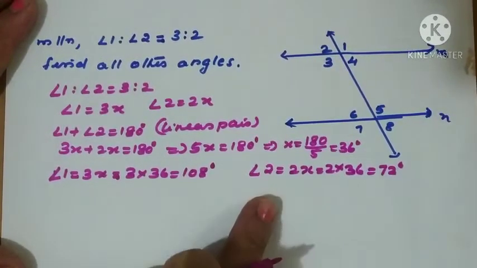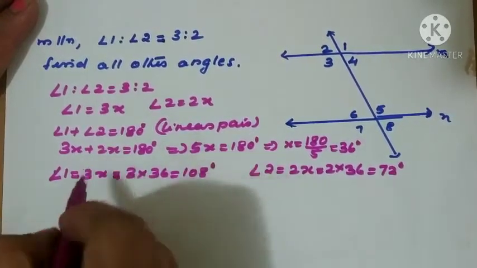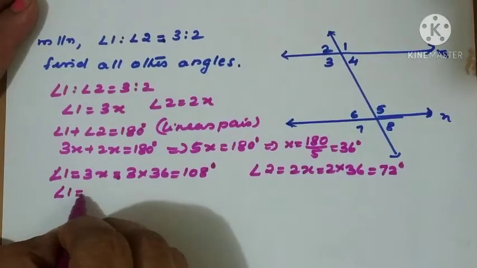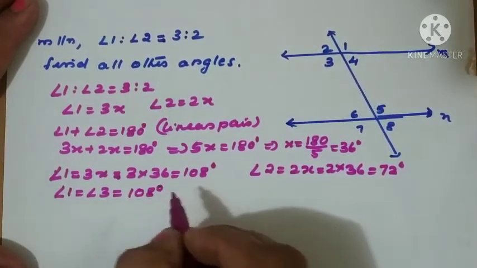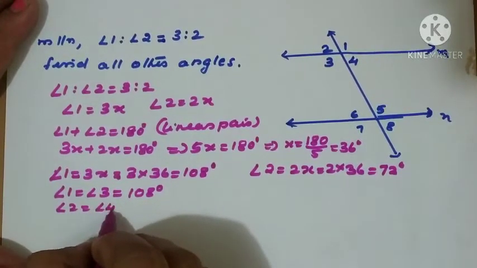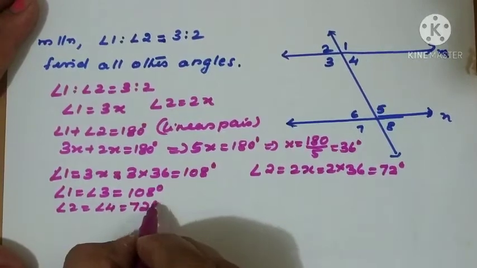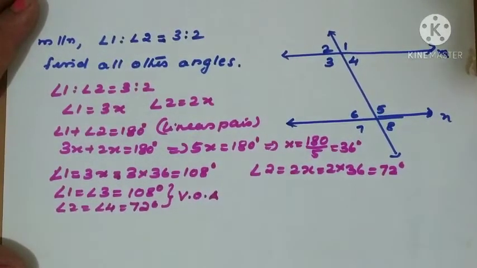So 1 and 2 we got means what is the next step? Vertically opposite angles. So angle 1 equal to angle 3 equal to 108 degree. Angle 2 equal to angle 4 is equal to 72 degree. What is the reason? Vertically opposite angles. Now once we got all the 4 angles with respect to the first line, we can go for the 5, 6, 7, 8 angles also.